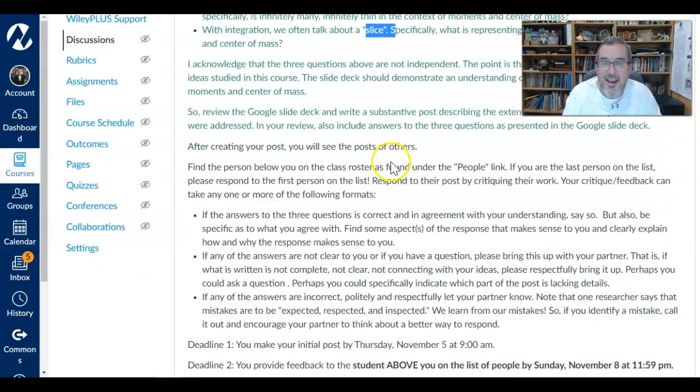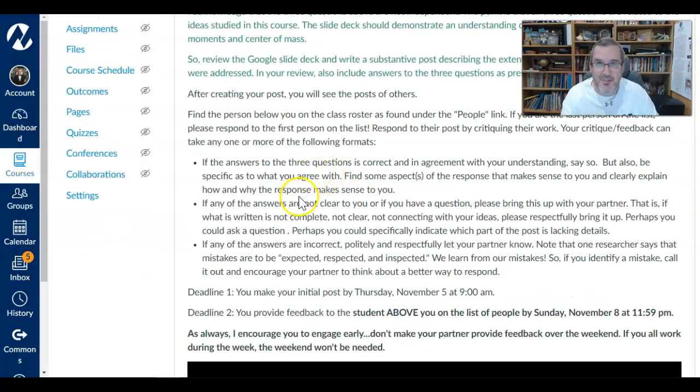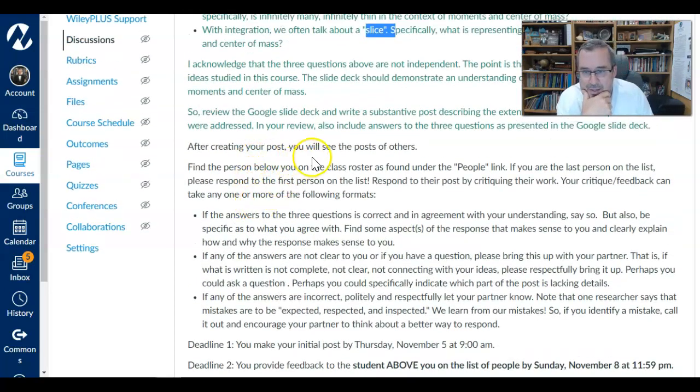All right, then after you post, you'll see everybody else's post, but rather than just leave it open, I'm going to ask you to do this. Find the person below you on the class roster.